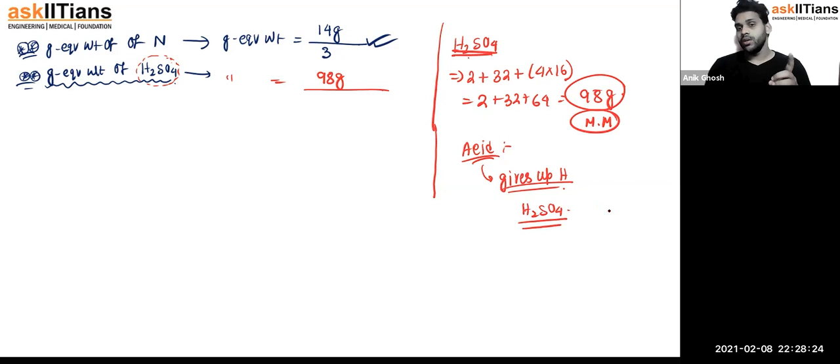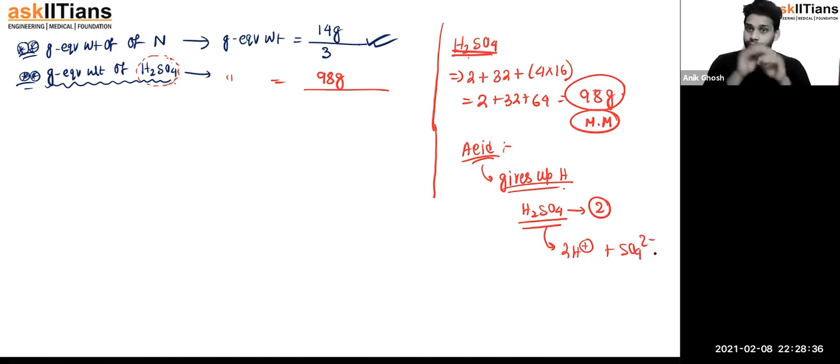So this is going to be 2. One H2SO4 can give up 2 hydrogens. How? If you just break it down, you'd get 2H plus and SO4 2 minus, isn't it? So one H2SO4 can give you 2 hydrogens, right? So the valency of H2SO4 is going to be 2, right? So if we just write 2 over here, then it would come 49 grams.